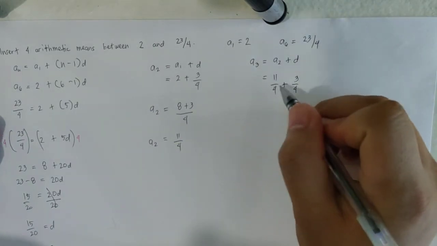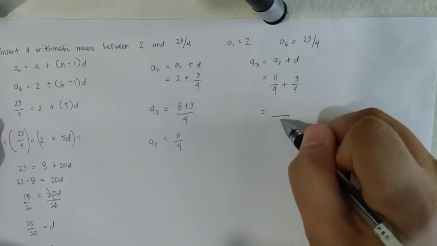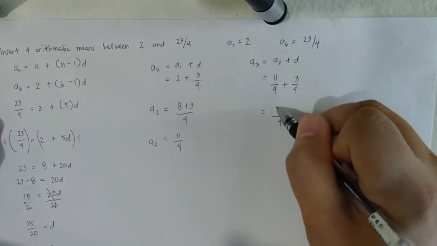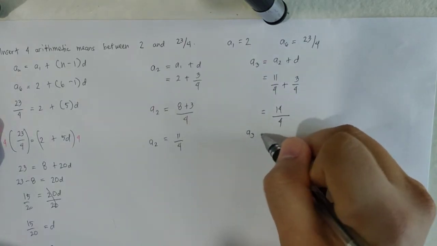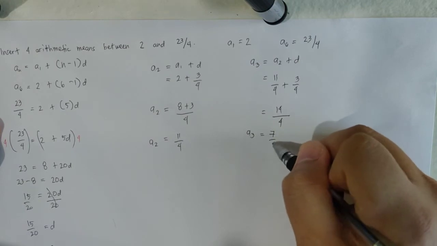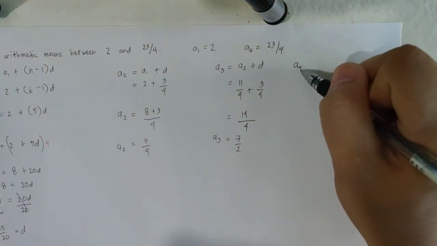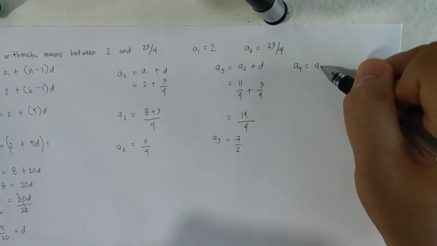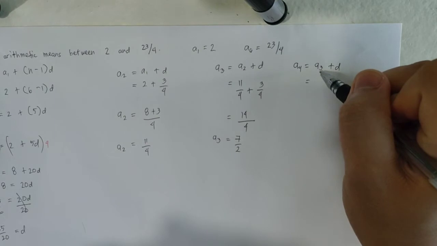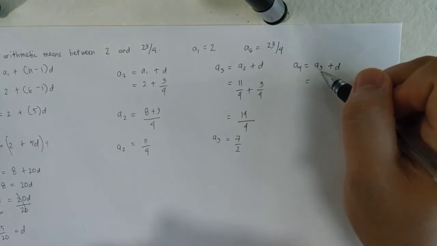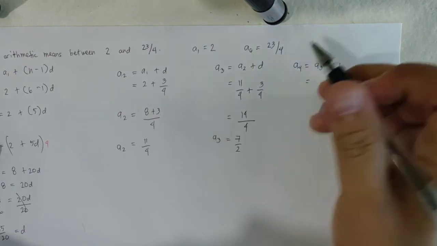Okay, next. Since same siya ng denominator, copy lang natin yon. So, copy yung 4. 11 plus 3 is 14. Lowest term natin, so a sub 3 is equal to 7 over 2. Next, a sub 4. A sub 4 is equal to a sub 3 plus d. Equals, anong value ng a sub 3 natin? Ang gamitin natin sa a sub 3 is yung 14 over 4 para madali i-add sa d natin.